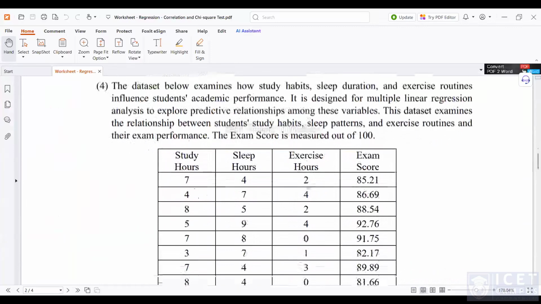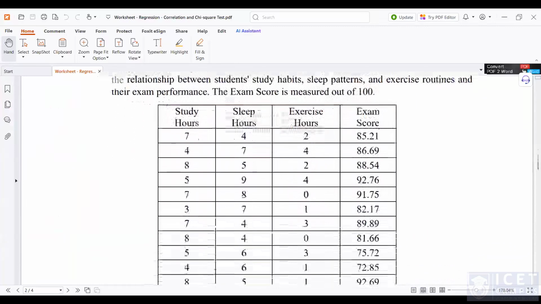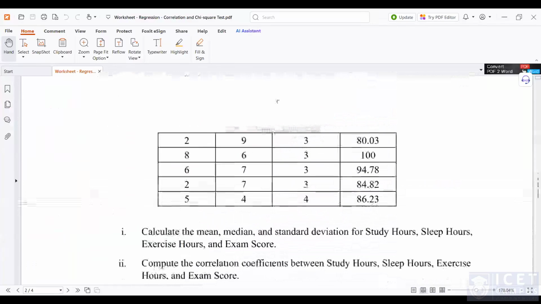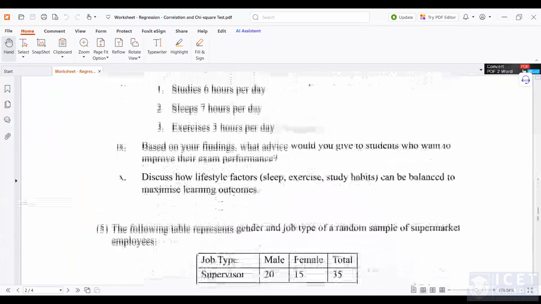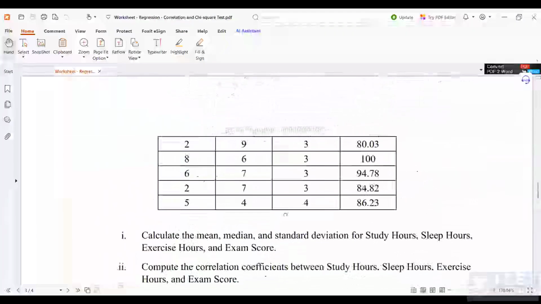Right. This is about multiple regression, I think. Yes, yeah, it's many things to calculate. Right. We'll see one by one.